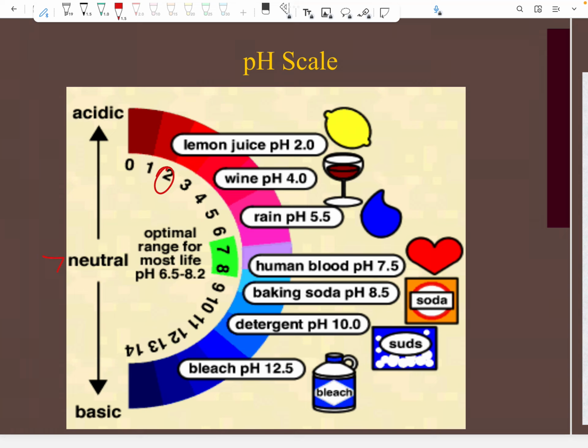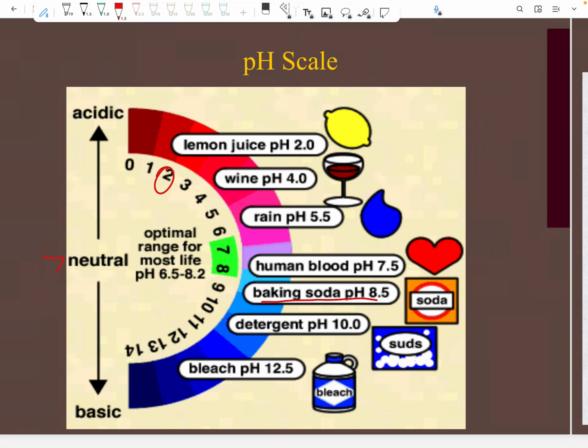White wine, pH of 4. Rain, a pH of 5.5. So rain is slightly acidic. Human blood has a pH of around 7.5, so it's a little bit alkaline, a little more basic. Baking soda, a pH of 8.5. That's why baking soda is so good at neutralizing stomach acid.